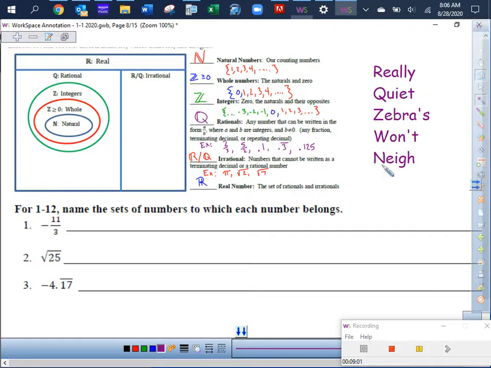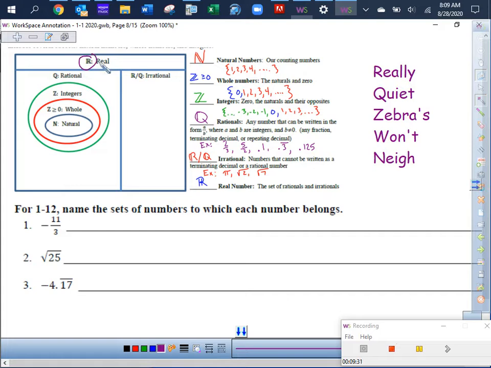You might want to write that down. That's up to you. Really quiet zebras won't neigh. So you can pause the video and write that down. And the reason why I came up with this acronym is because these are the letters, kind of all of our types of numbers if you stay on the rational side.